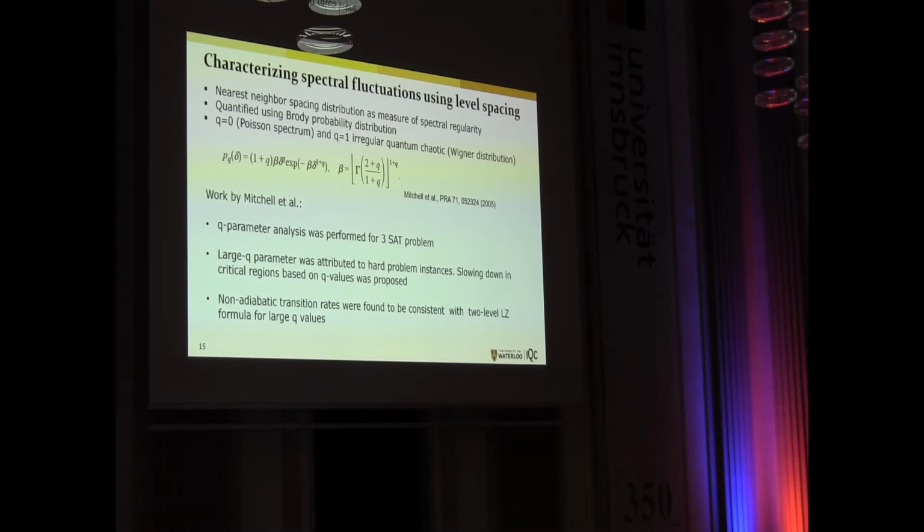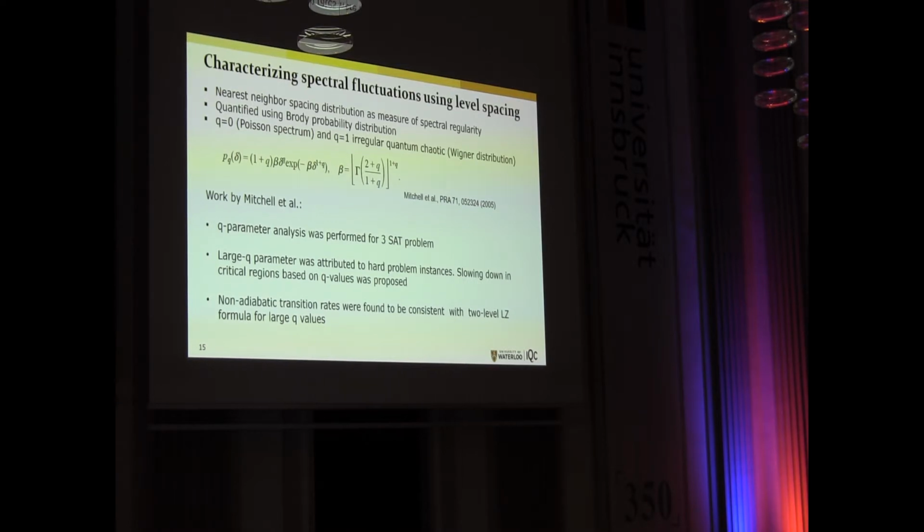So in the analysis we did so far, we look at the nearest neighbor spacing distribution as a measure of spectral regularity. So we want to be in this limit where RMT holds, and the nearest level distribution gives an indication of that. To do that, we use the Brody probability distribution, which interpolates smoothly between the Poisson limit and the irregular spectrum limit. This approach has already been used in this paper here. In this paper, this Brody distribution was used for a Free-SAT problem, and at least in that case, it was found that a large value of the Q parameter is indicative of harder instances.